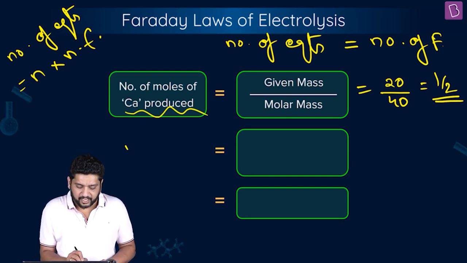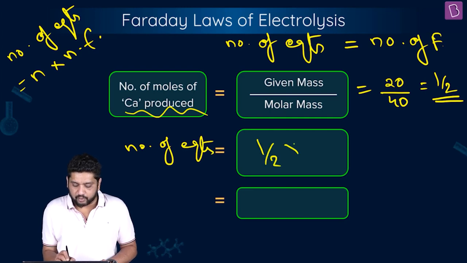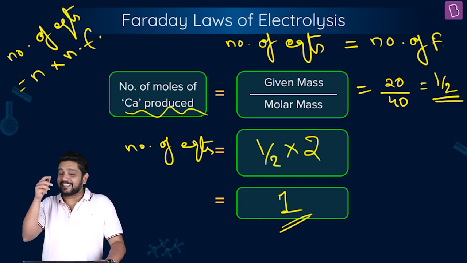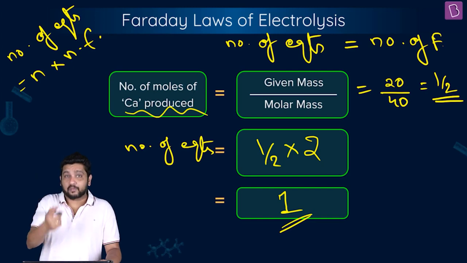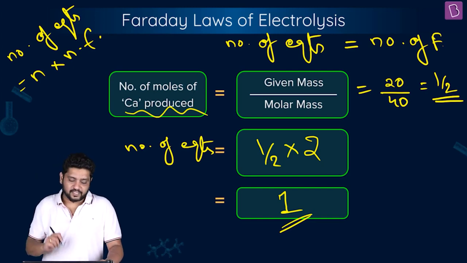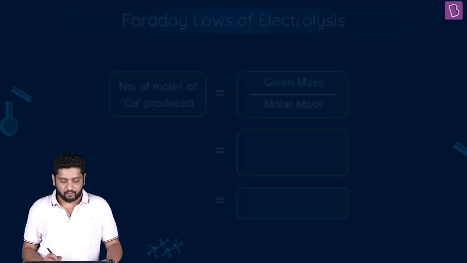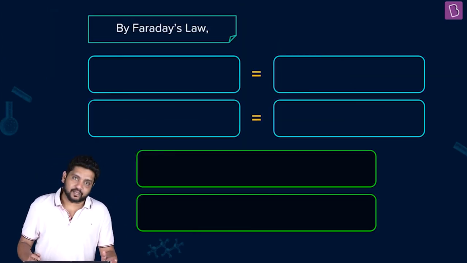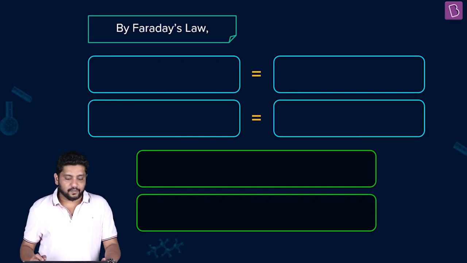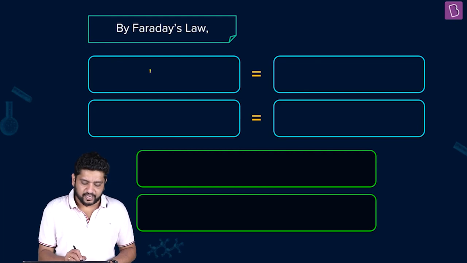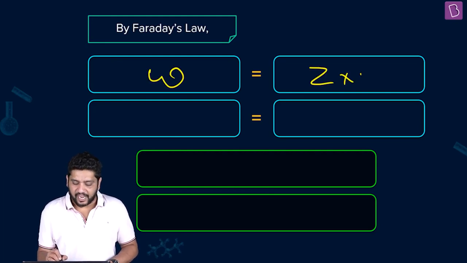So I can say, okay, number of equivalents will be equal to half into n factor, which is 2, which means my number of equivalents of Ca2+ consumed, or number of equivalents of calcium produced, is equal to 1. So obviously what can we see here? One equivalent of any substance will react with 1 Faraday. So by Faraday's law also you can say that weight should be equal to Z into I into T.